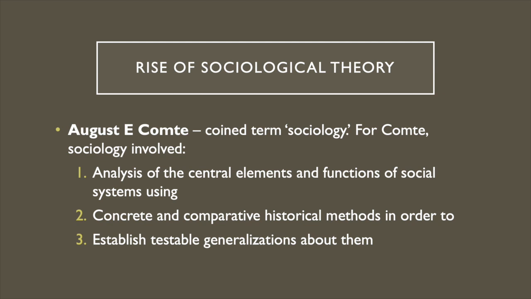For Comte, the new science of society involved, first, the analysis of the central elements and functions of social systems, second, using concrete and comparative historical methods, and third, establishing testable generalizations about them.